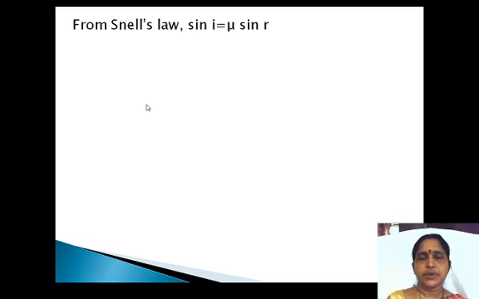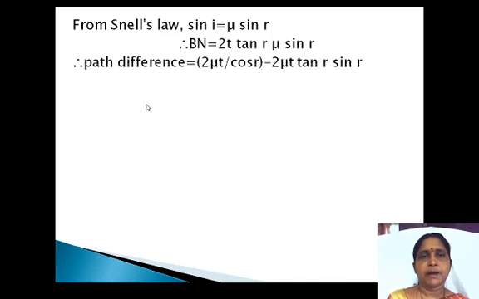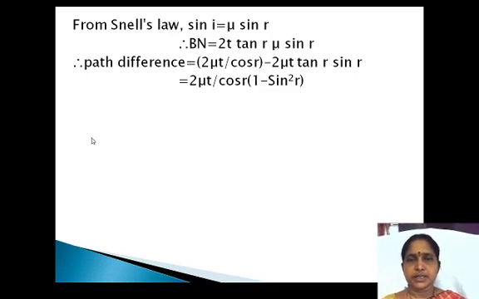From Snell's law, we know mu is equal to sin I by sin R. So sin I is equal to mu sin R. BN is equal to 2T tan R mu sin R. Path difference is equal to mu into BC plus CD, minus BN. That means mu into 2T by cos R minus 2 mu T tan R sin R.